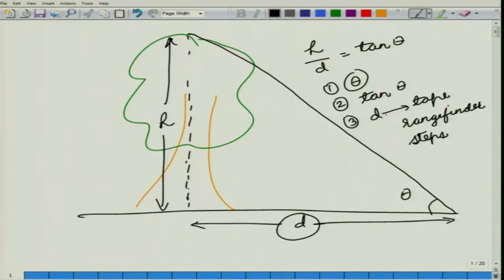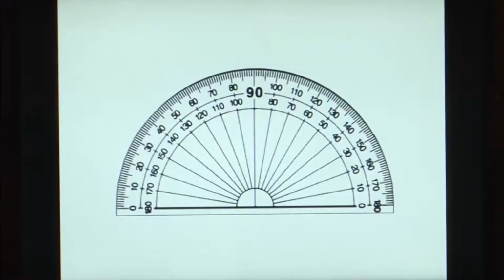Now you must have used a device known as a protractor in your earlier classes. So this is how a protractor looks like. It is generally transparent and all the degrees are shown here from 0 degrees to 180 degrees on both sides. Now a protractor can very easily be used to measure an angle on a sheet of paper.